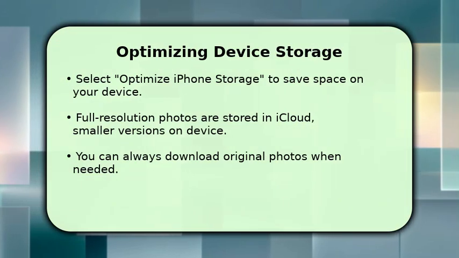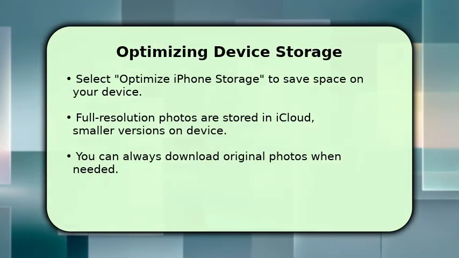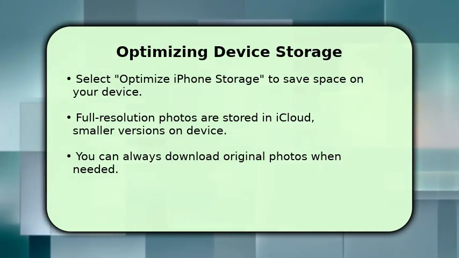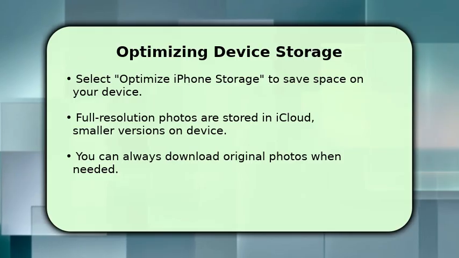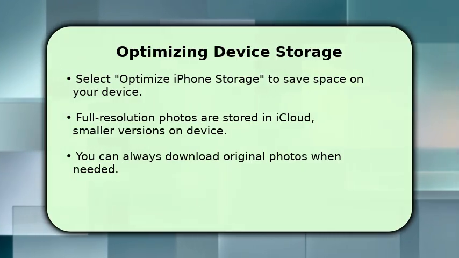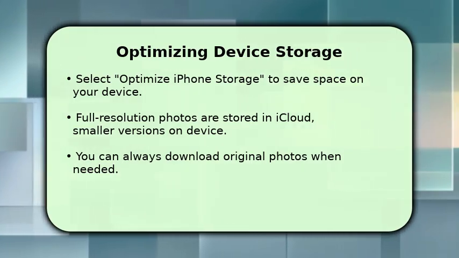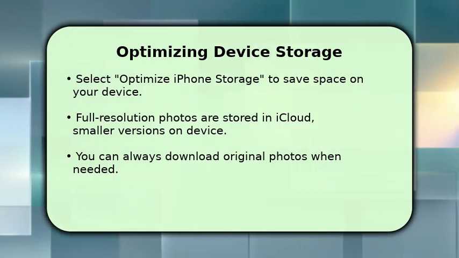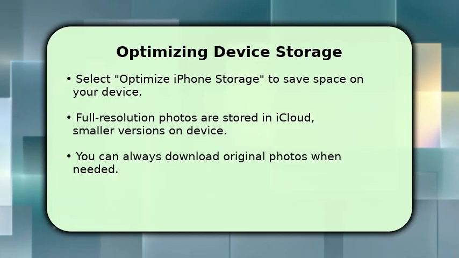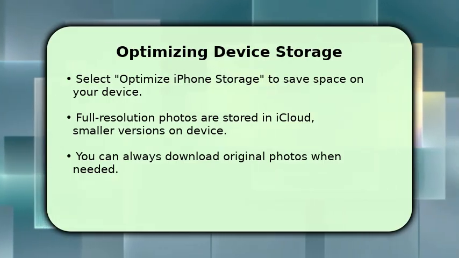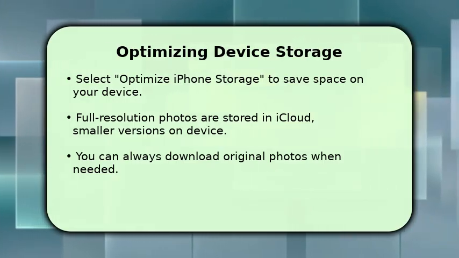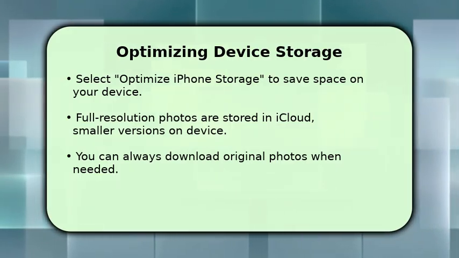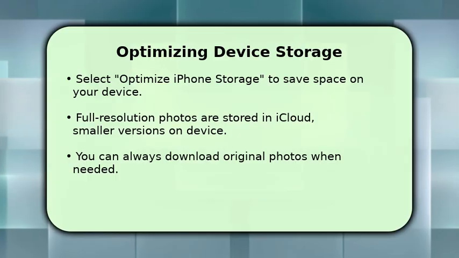Once iCloud Photos is enabled, consider optimizing your device storage. Within the Photos settings, you'll see an option called Optimize iPhone Storage. Selecting this keeps full-resolution photos and videos in iCloud, while your device stores smaller, space-saving versions. This is incredibly useful for devices with limited storage. You can always download the original, full-resolution files whenever you need them, ensuring flexibility.